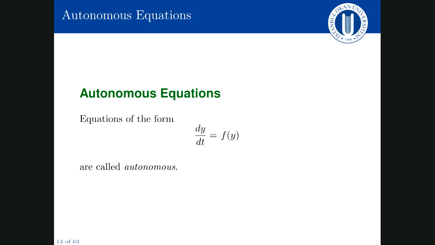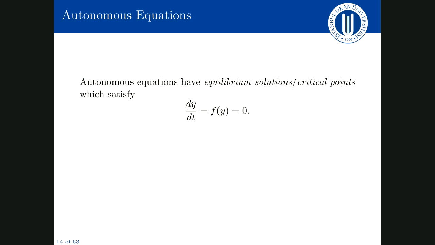Moving on quickly, equations of the form dy/dt is equal to f(y) are called autonomous equations. The key point here is that the function f only depends on y. There are no t variables in the equation. It's just dy/dt is equal to some function of y.